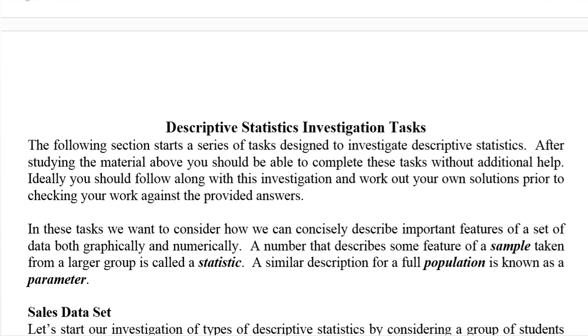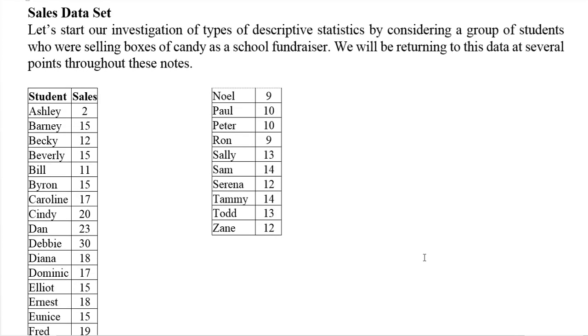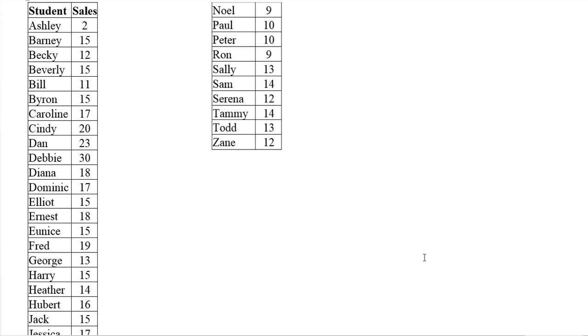Okay, so for our first task here, we're going to come back to this several times in this set of notes and videos. Let's say we have a school fundraiser, and a bunch of students are selling boxes of candy. And when we get through, this is how many each student sold. So you might want to jot these numbers down if you want to be able to do this. You could pause it right here and write these numbers down.